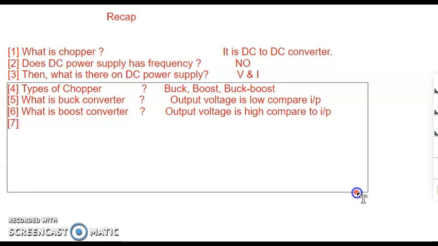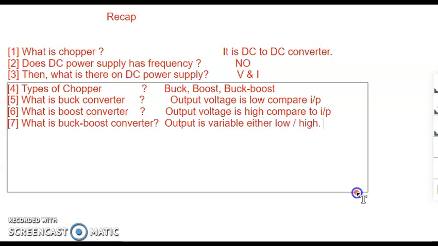Then next, what is a buck boost converter? In a buck boost converter the output is variable. Variable means based on your requirement, your output is variable, either low or high, so you are going to get either. So that is the buck boost converter. That's all. These are the three types of chopper.